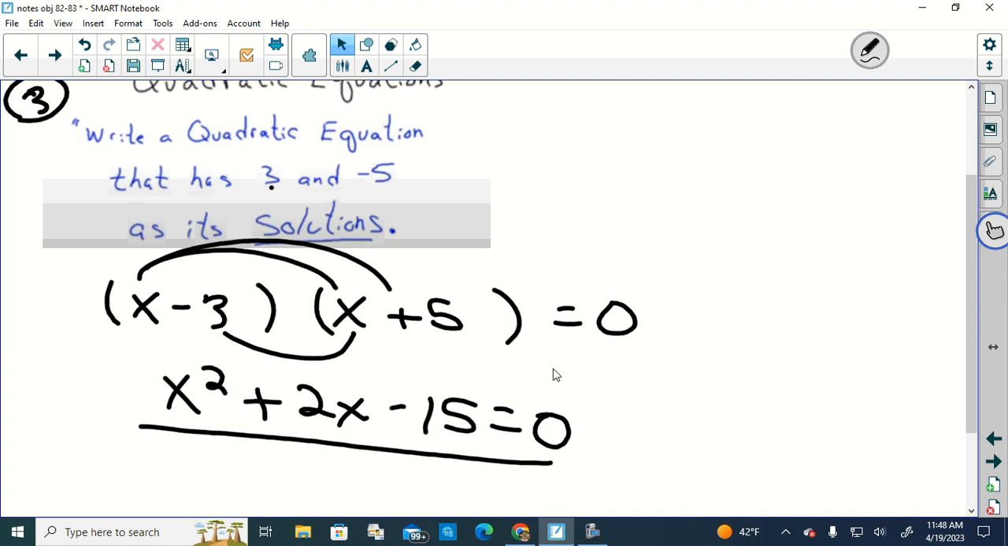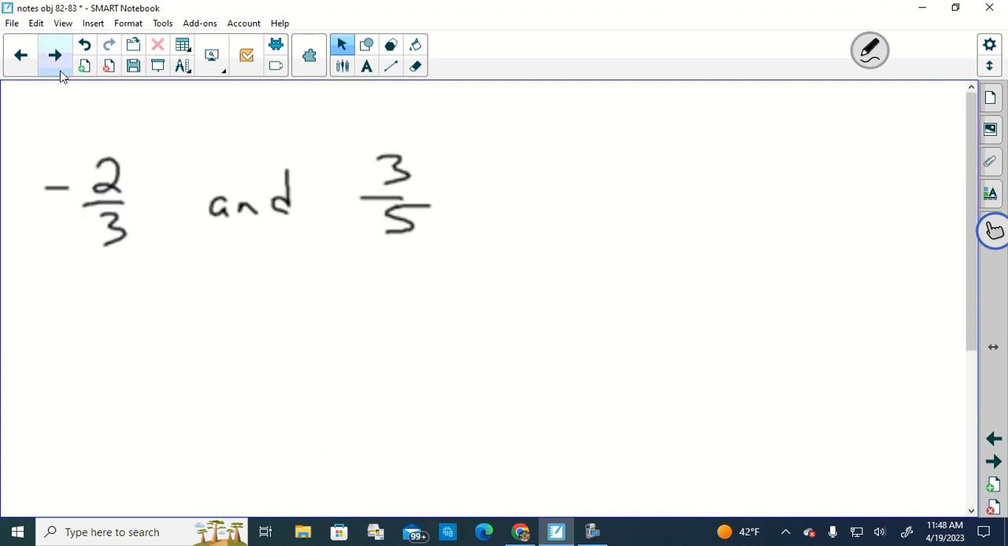Okay, good? Now we'll see how much you really were paying attention. You're not writing the whole sentence out. But if you're paying attention to the one that I did on the board that I told you not to write down, we'll see if you can remember where the numbers were at. Okay, so negative 2/3 and 3/5.